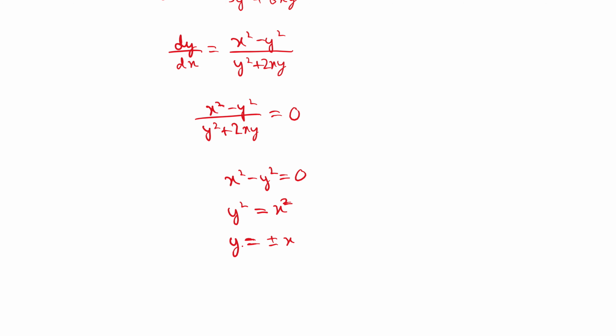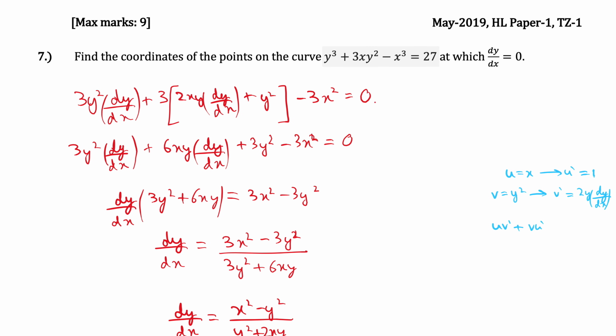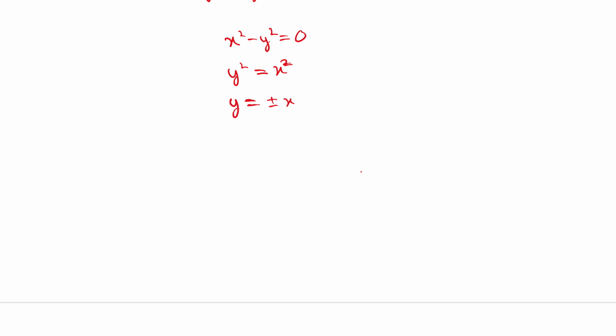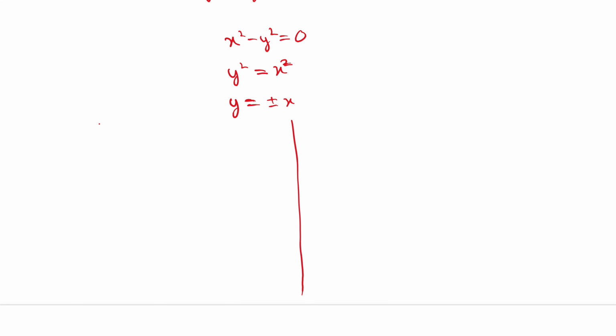Now you could also do x is equal to plus or minus y, it won't make a difference. So now we have two relations: y can equal positive x or negative x. So we can use this relationship and substitute this back into this curve to find the coordinates. So if I make two columns, let's say that y is equal to x. So I can substitute x for y in the curve. So this will be x cubed plus 3x cubed minus x cubed. This is equal to 27.